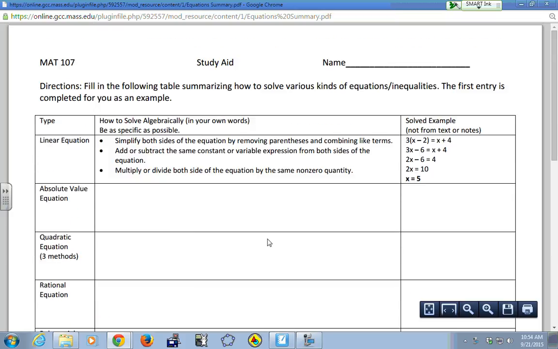And so this middle section here is for you to write your strategies for how you would solve this type of equation. And then over here, you can actually throw in an example.